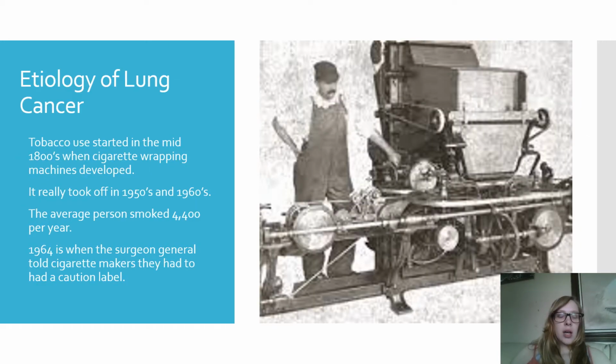The etiology of lung cancer: it started in the mid-1800s after the cigarette wrapping machines were developed. It never really took off until after World War I and between the 1950s and 60s. The average person smoked 4,400 cigarettes per year within that time frame. In 1964, the Surgeon General told cigarette makers they had to put a caution label on them because they had found out that smoking was part of the reason for increasing the risk of lung cancer and making things worse.